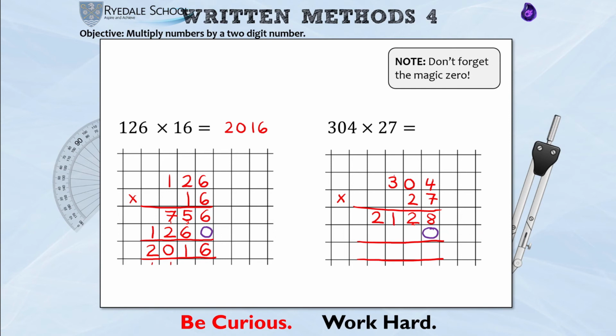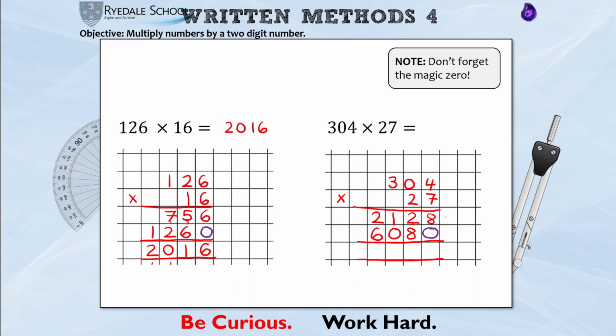On this next row, we're doing 304 times 20, or with our magic 0, 304 times 2. So I start with 4 times 2, which is 8. I then have 0 times 2, which is 0. And then 3 times 2, which is 6.